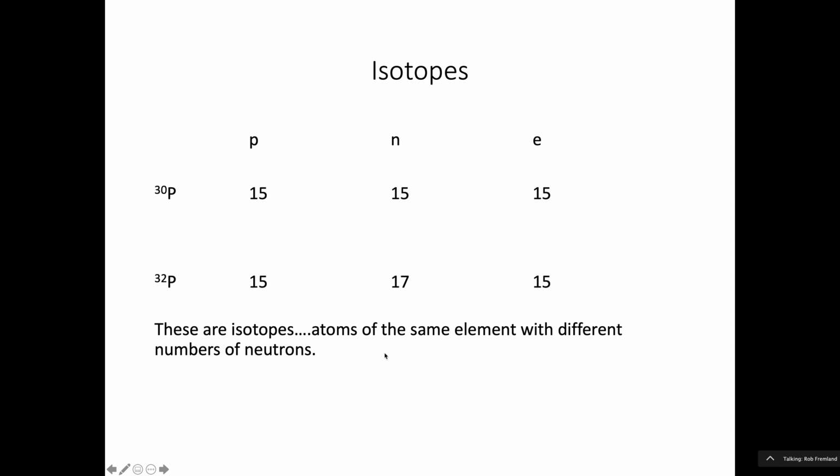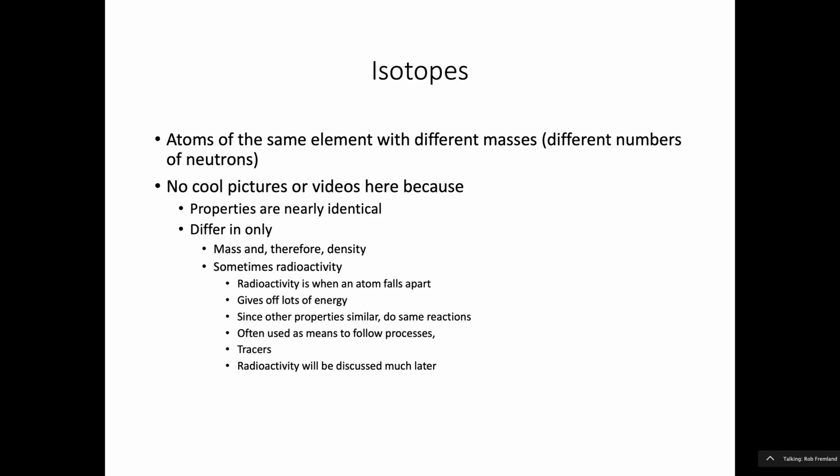Now, I don't have any videos on this because there's not much to see, because isotopes have nearly identical properties. They differ only in mass, and if they differ in mass, of course, we talked about density before. If the mass is different, the density will be different. Pretty much it's only the mass and density that have different properties. All the other properties are the same except sometimes radioactivity. And the reason I say sometimes is there may be more than one isotope and none of them are radioactive. And we're going to talk about radioactivity extensively if you look ahead in the Canvas shell.